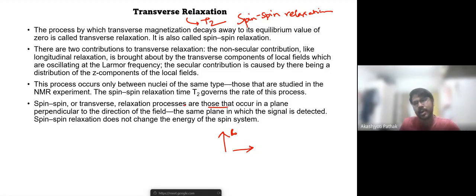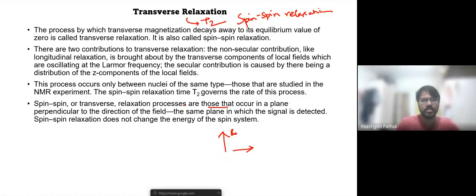What is happening is that when you apply the external magnetic field, your components in the z direction and your components in the xy direction will both be perturbed. The time that the x and y components take to achieve their equilibrium position is transverse relaxation, and the time that the z components take to attain their equilibrium magnetization is the T1 relaxation.